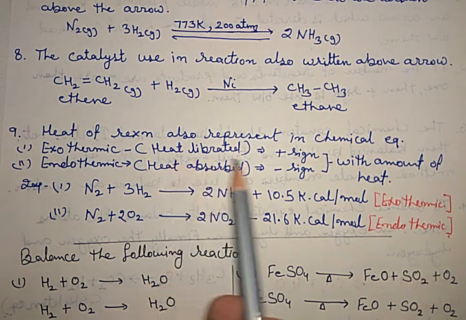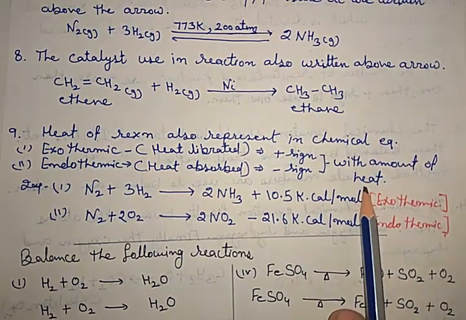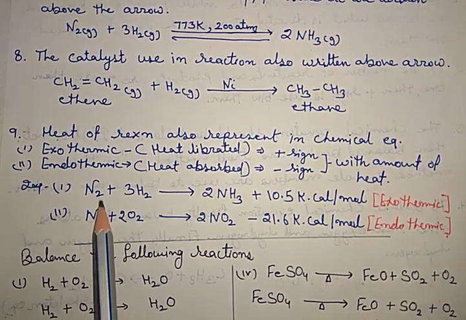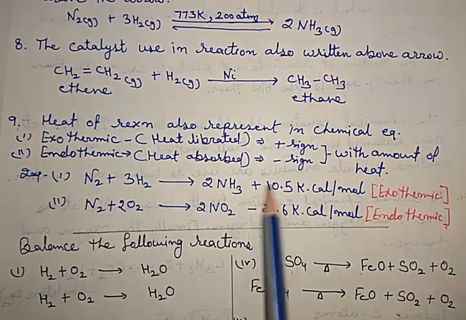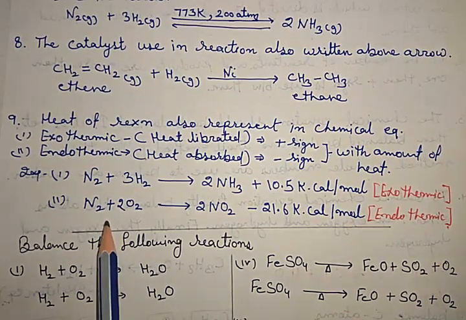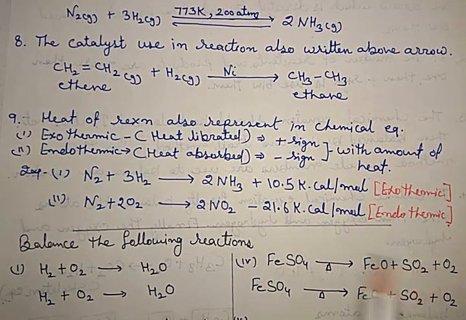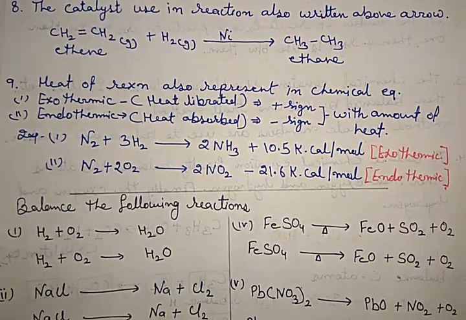Clear? For exothermic reactions, a plus sign and the amount of heat is used, while in endothermic a minus sign and the amount of heat is used. For example, in this reaction heat is released, that means it is exothermic, so a plus sign and the amount of heat is written, while in this it is endothermic, that's why a minus sign and the amount of heat is written. Okay, now these are the 9 points of writing a chemical equation.